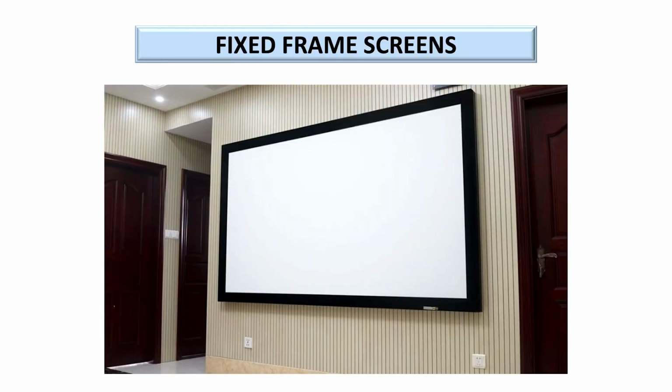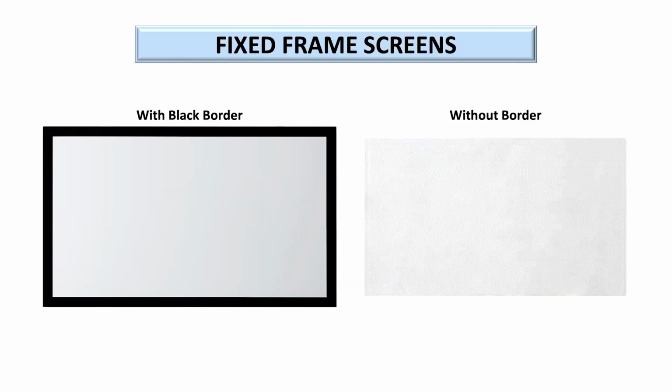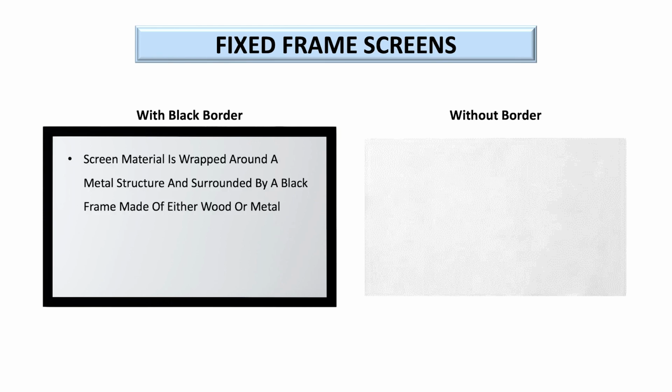Then there's a fixed frame screen, like the one shown in the picture. It comes with either a border, typically a black border like the one shown, or some without a border. So it just looks like a flat piece of board on the wall. The screen material is wrapped around a frame, usually a metal structure. And in this case, it's surrounded by a black border.